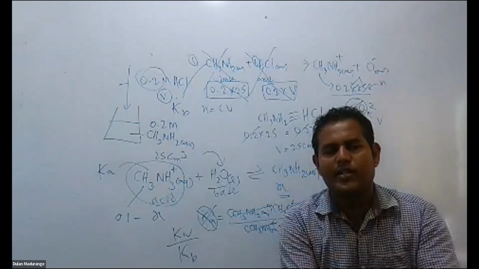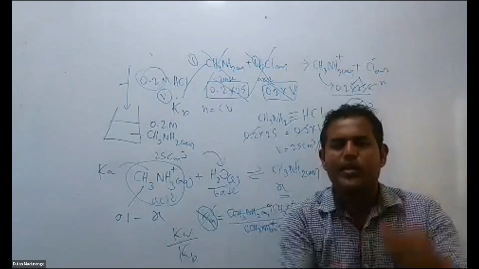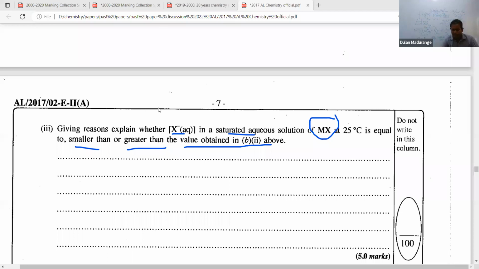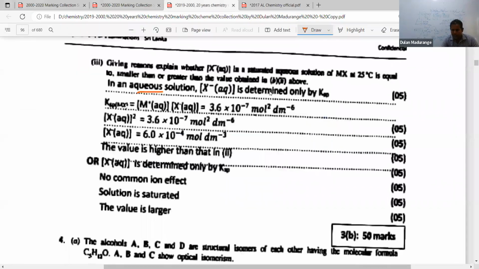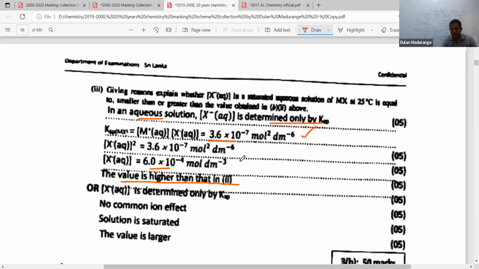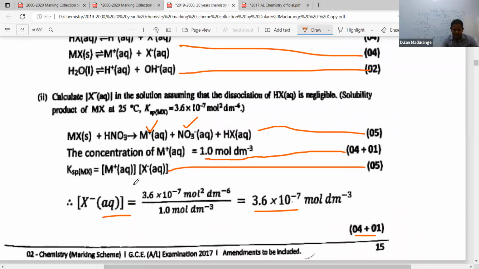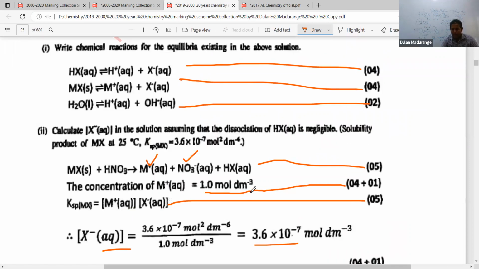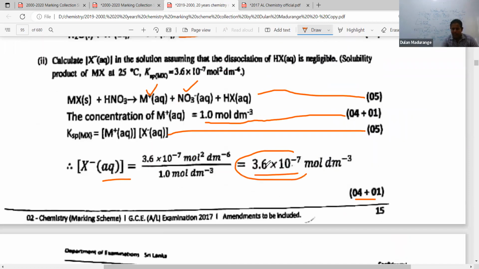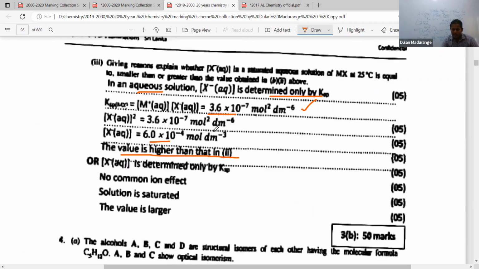Precipitation starts. So that is also saturated. Right. So you can mention here that in an aqueous solution the concentration is determined by Ksp. So then here you have to mention Ksp is equal to 3.6 into 10 to the minus 6, and from that you can get this value. The value is higher than that of 2. In 2 the X minus concentration is 3.6 into 10 to the minus 7. In a saturated solution it is 6 into 10 to the minus 4.